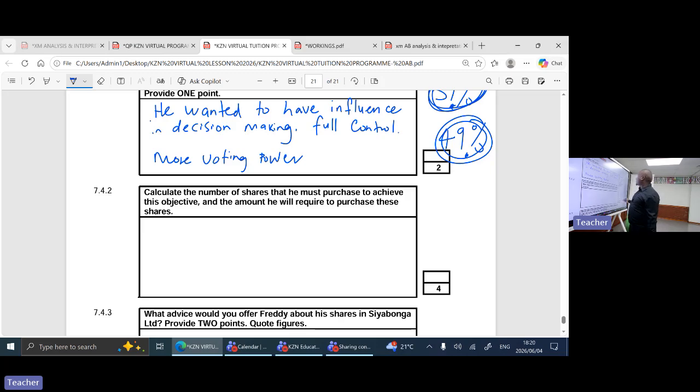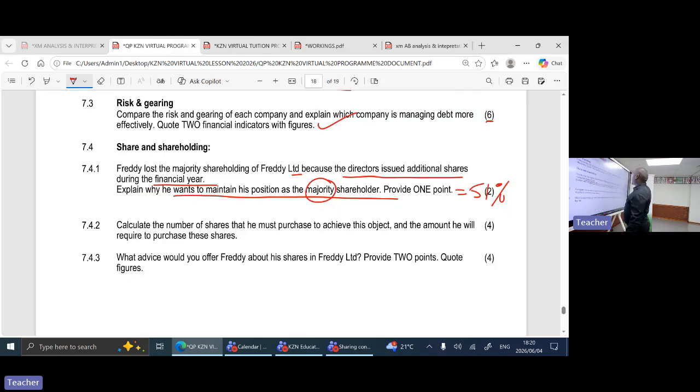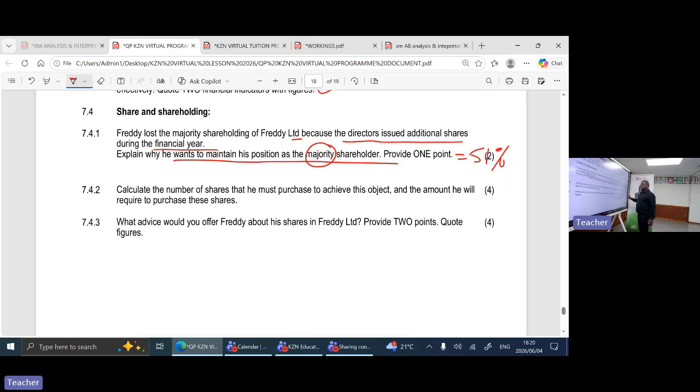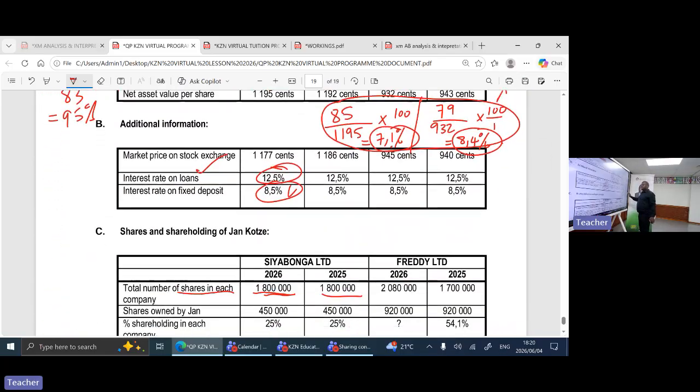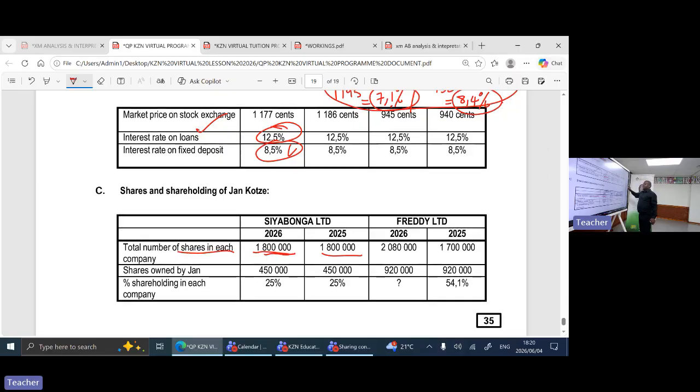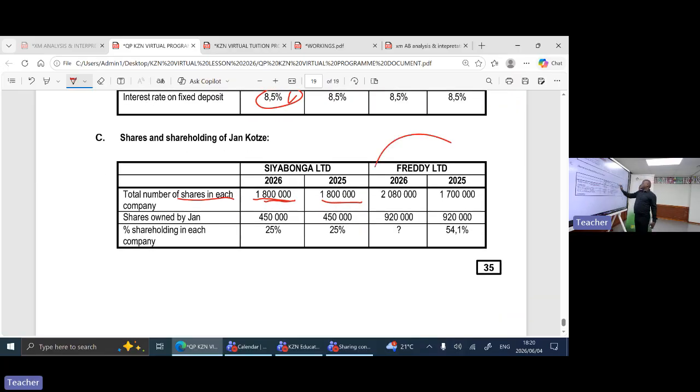Calculate the number of shares that he must purchase to achieve this objective, and the amount he will require to purchase the shares. So I'm going to assist you with this one. Let us look at the question, the information. Freddy's shareholding has decreased. If you can quickly look at his shareholding to see what it is currently.